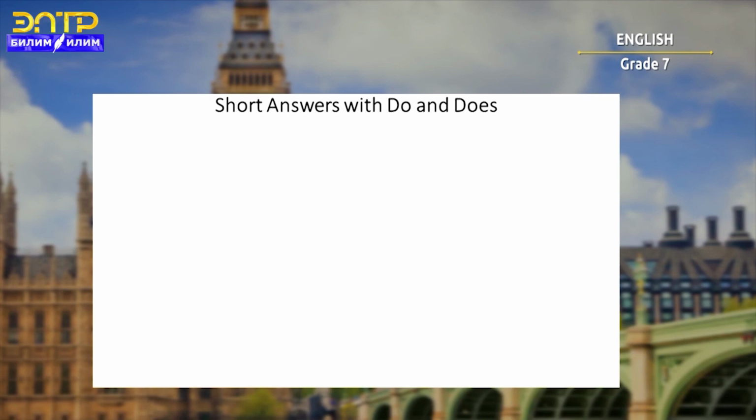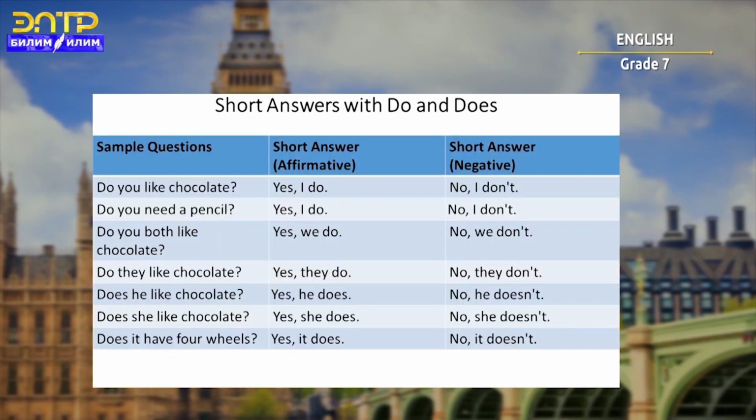Take a look at the following sentences. That is how to give short answers with do and does. For example, do you like chocolate? Yes, I do. It's a positive answer. No, I don't. It's a negative answer.